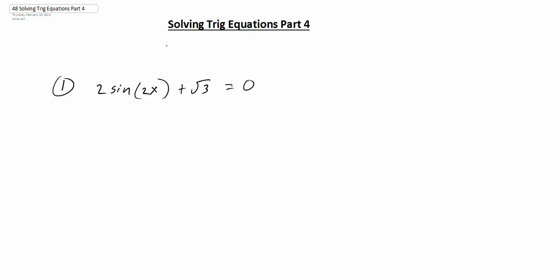And you'll notice right here this sine of 2x is the part that's different. All of the equations before, whatever the trig function was, if it was the sine, it was simply the sine of x. But now we're looking at this part that is the sine of 2x. So we're going to set this up and solve just like we did before.